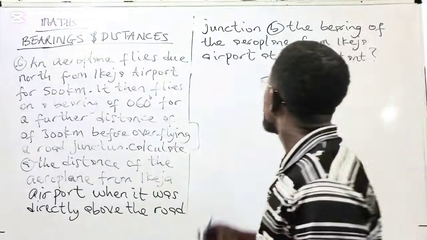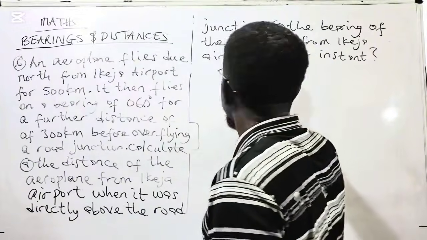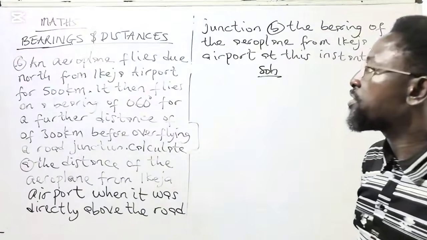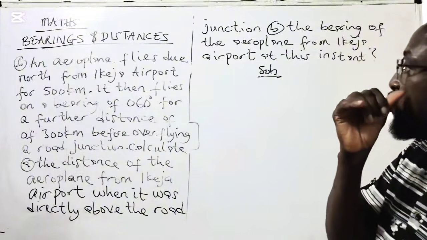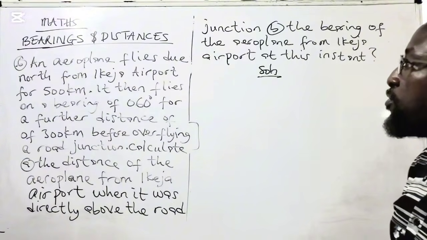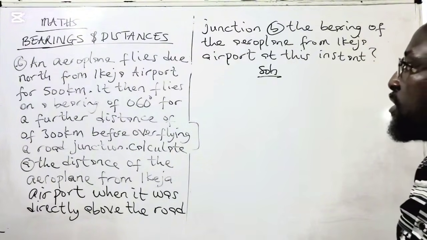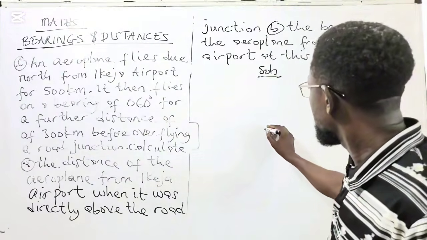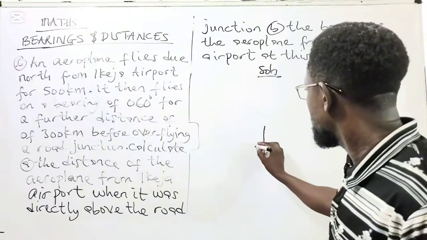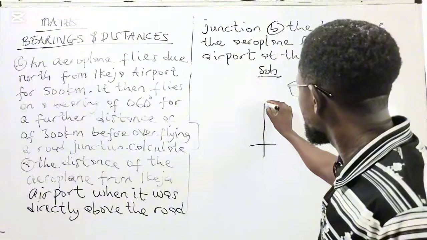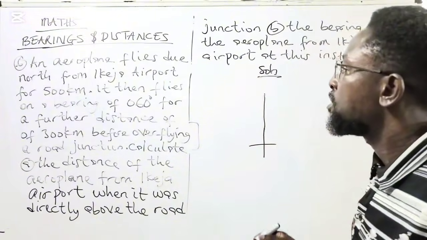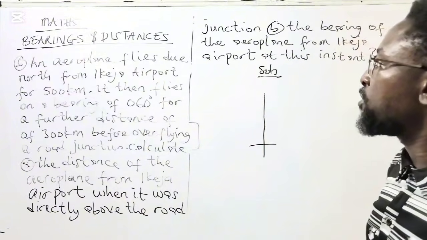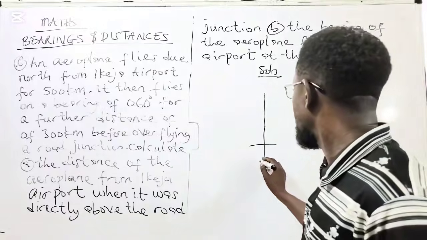Okay, first thing is to draw the diagram. Let's see how to draw the diagram. The airplane flies due north from Ikeja Airport for 500 kilometers. Due north. The airplane flies due north from Ikeja Airport. So let's say this is Ikeja Airport.